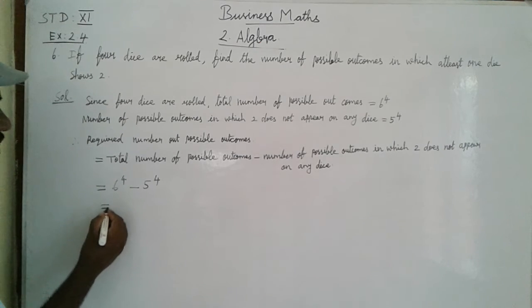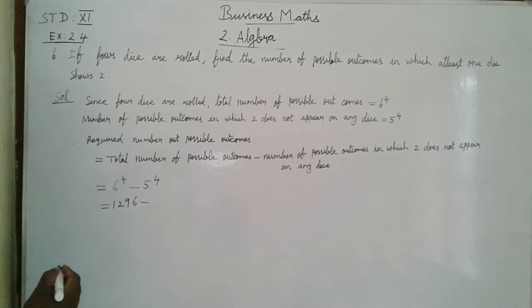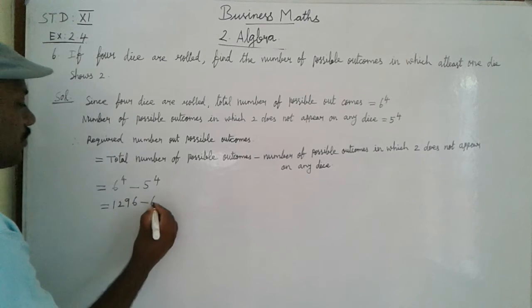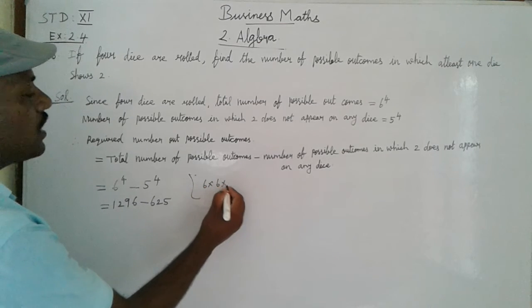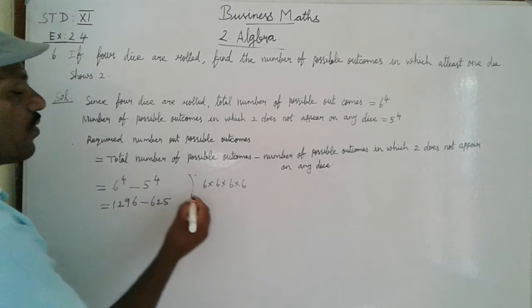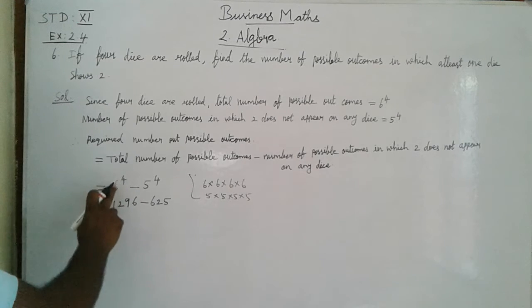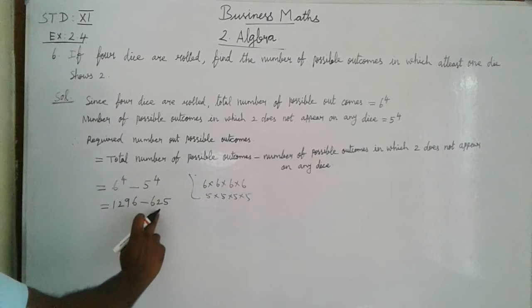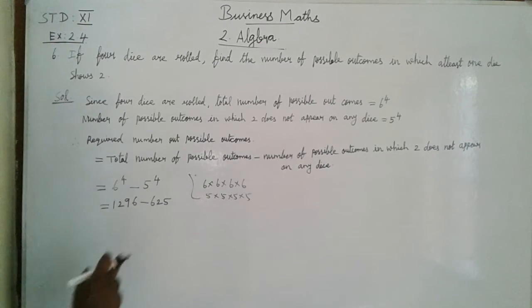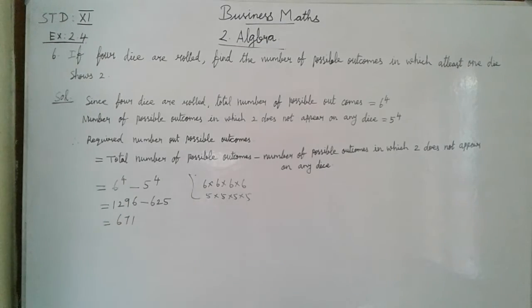6 power 4 is 6 into 6 into 6 into 6, 4 times, which is 1296. 5 power 4 is 5 into 5 into 5 into 5, 4 times, which is 625. Subtracting, 1296 minus 625 is 671. That's all.